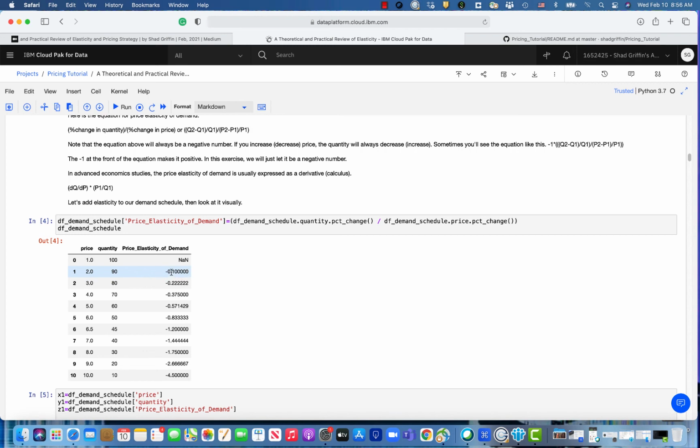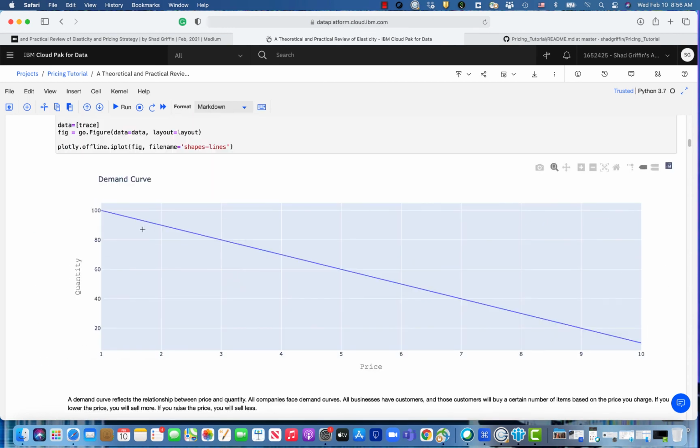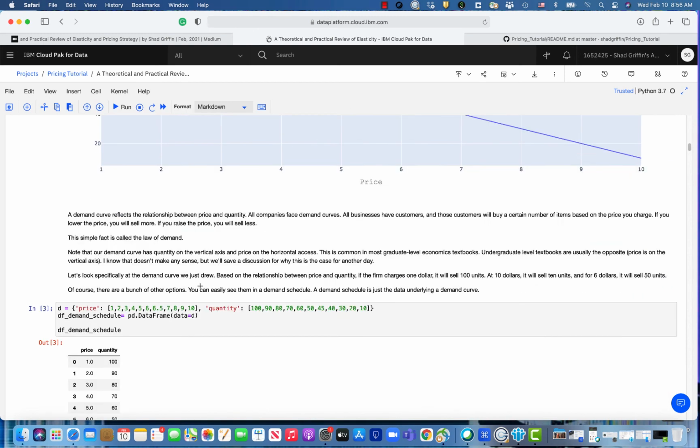In this case, well, always, the price elasticity of demand is negative, and that has to do with the fact that a demand curve is always downward sloping. That is, at higher prices you sell less than you would at lower prices.